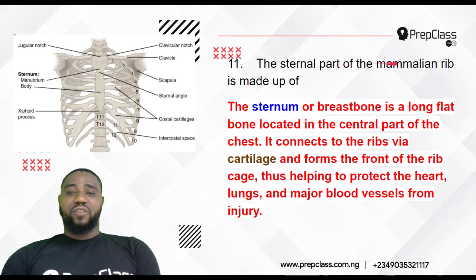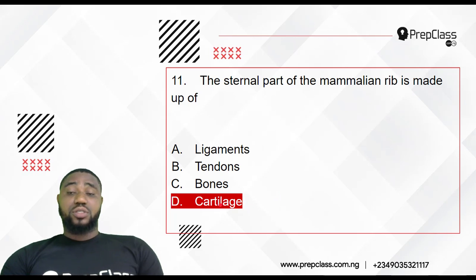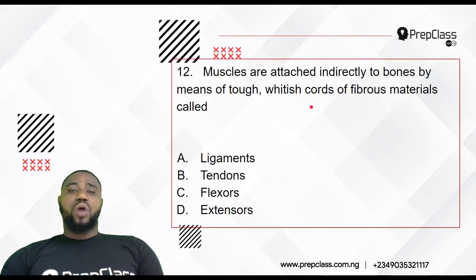So the sternal part of the mammalian rib is made up of what? Cartilage. The sternal part of the mammalian rib is made up of cartilage. You can see the cartilage there. So the correct answer there is what? Cartilage. Okay. 12. Muscles are attached indirectly to bones by means of tough white cords of fibrous materials called, the answer is tendons.